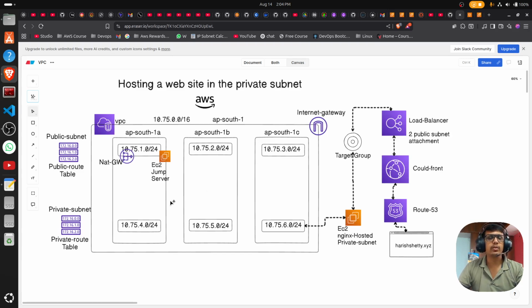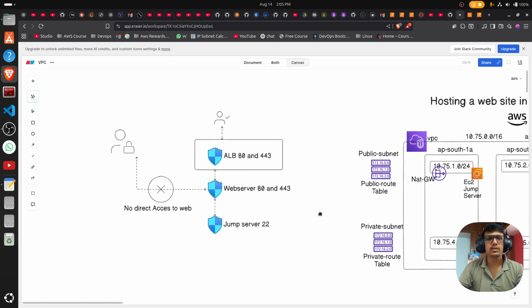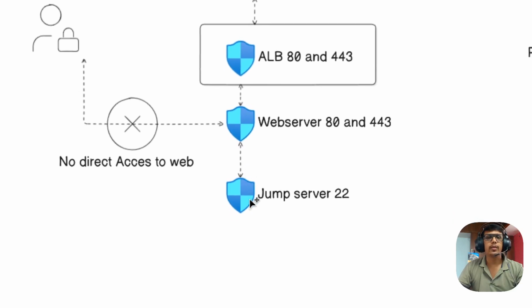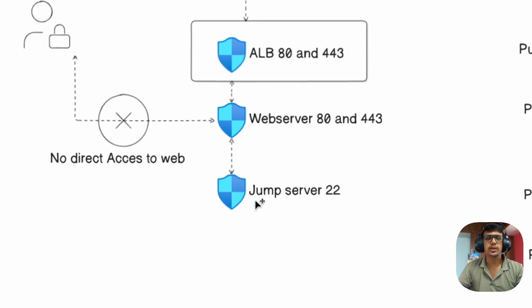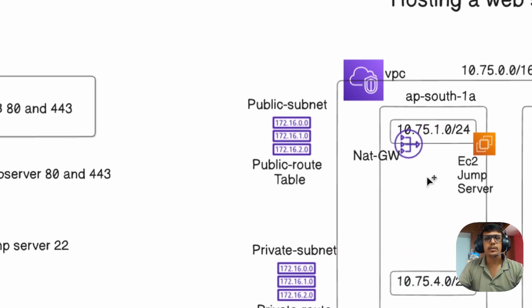One more thing we have to keep in mind: we have to set up the security groups. This is the security group I am going to create for the public access to the jump server. Only my laptop is going to access this jump server because it is in the public subnet. It is not accessible to any other machines.